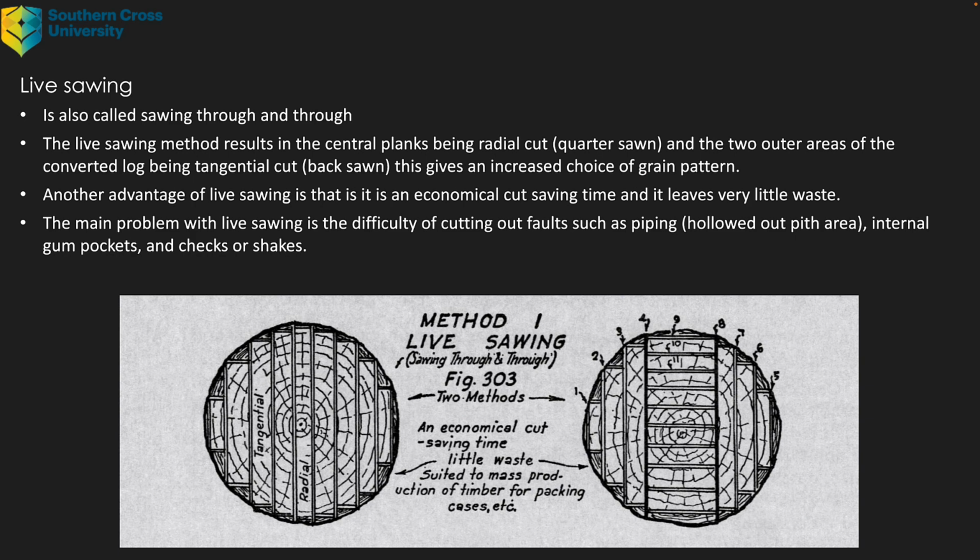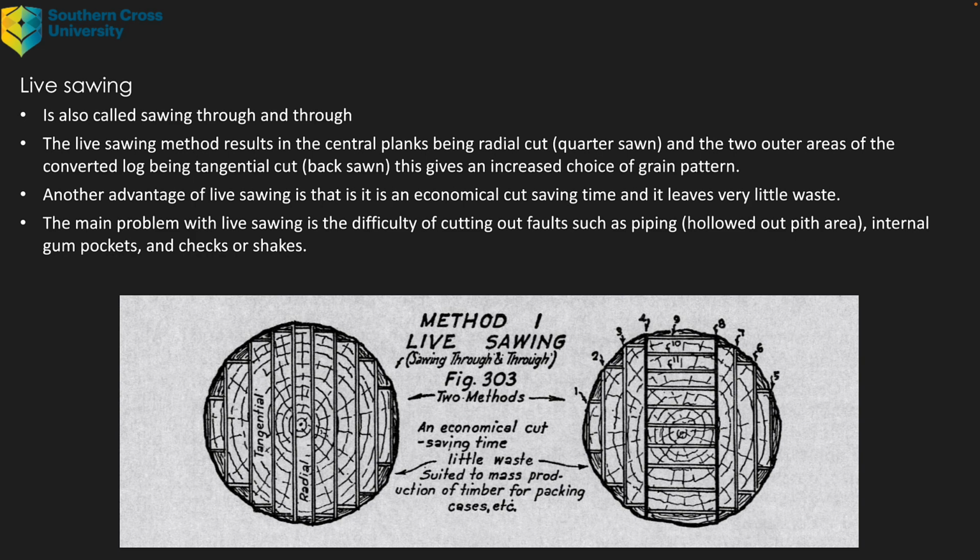It results in the central planks being radial cut, and you can see that in the images down below, which is the same as them having been quarter sawn, which we're going to talk about in a little bit. And the two outer areas of the converted log being tangential cut or back sawn. This gives an increased choice of grain pattern. Another advantage of live sawing is that it is an economical cut, saving time, and it leaves very little waste.